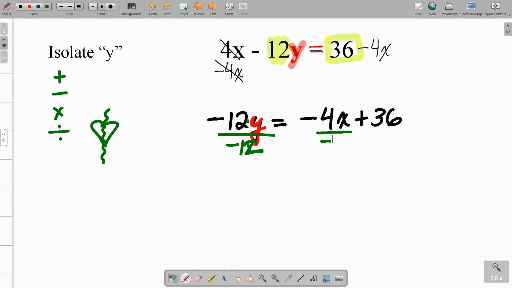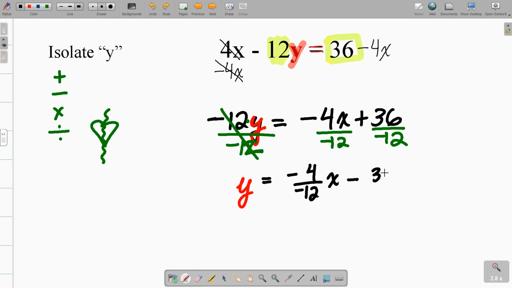Last but not least, we're going to clean this up just a bit. Double negative makes a positive, and 4 goes into 12 3 times. So this is positive 1/3 x. 12 does go into 36 3 times, minus 3. Now, why did we bring the x forward? Because now you should recognize this form. y equals mx plus b, commonly called the equation of a line, slope-intercept form.